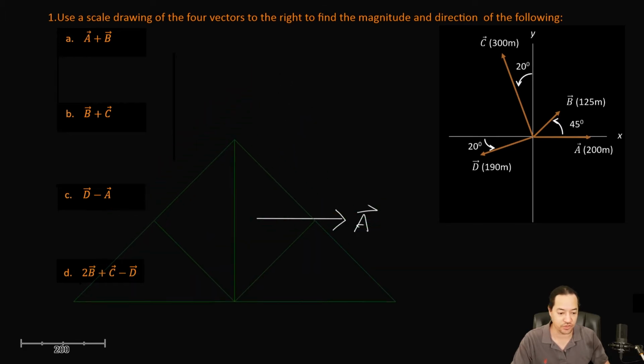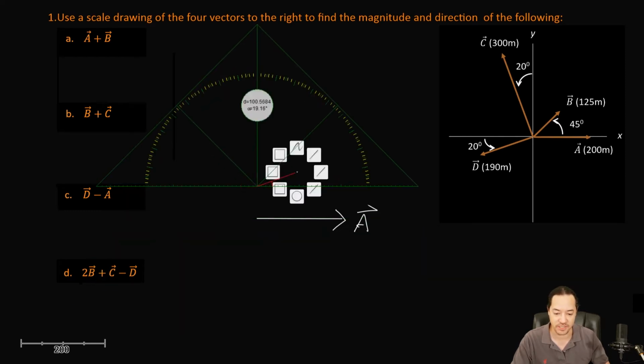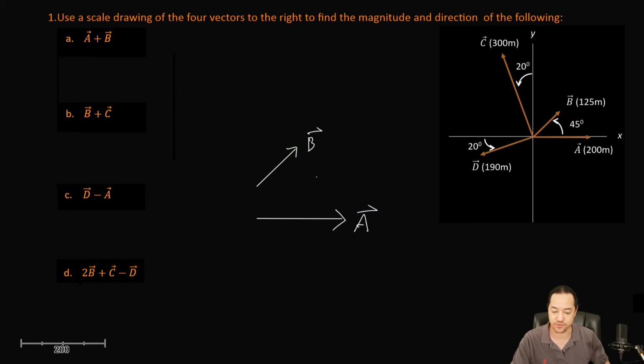And I'm also going to draw now vector B. So vector B is going to be measured at 45 degrees at a distance of 125 meters. So let's put that around, just around there. Close enough. Draw that in, and now we've got vector B. Okay, let's remove this for a second.